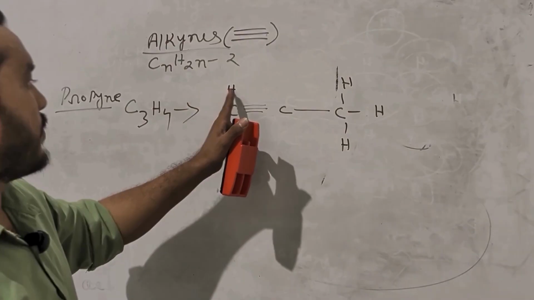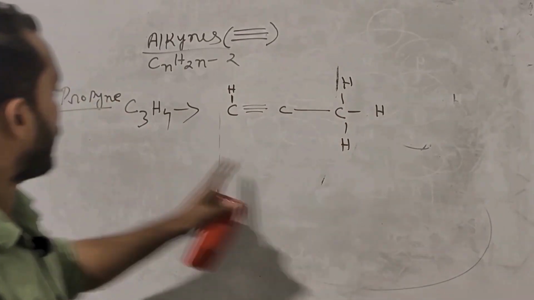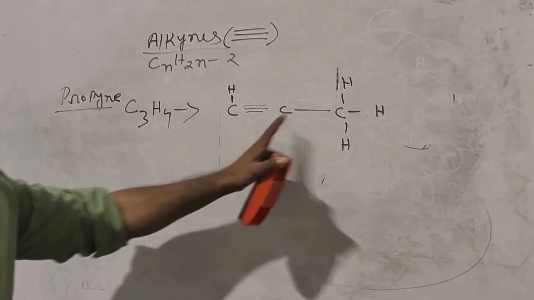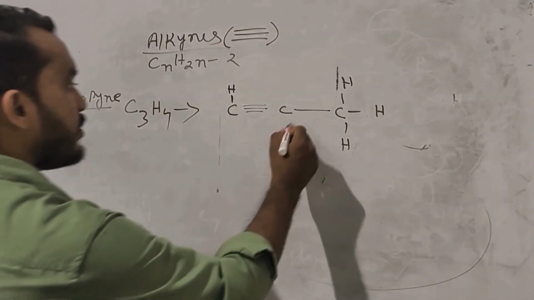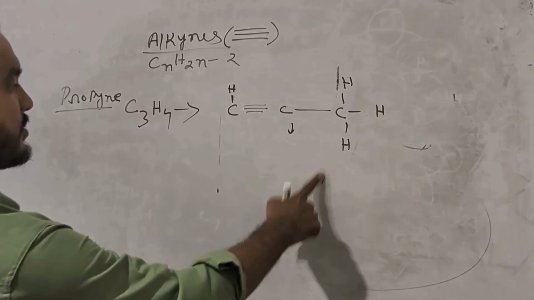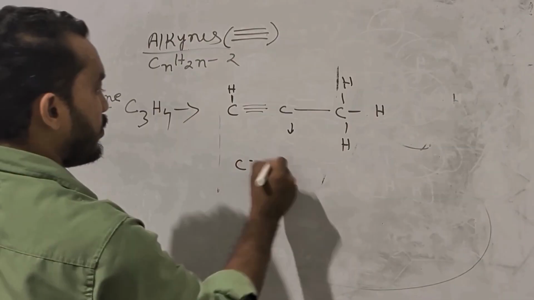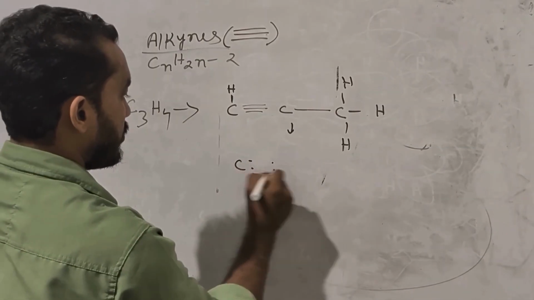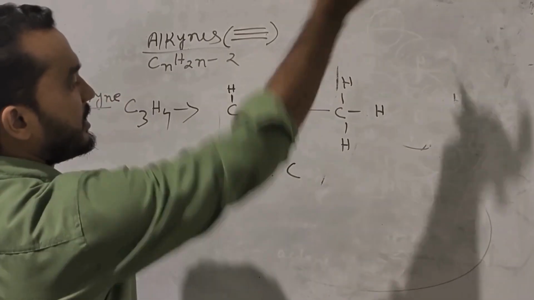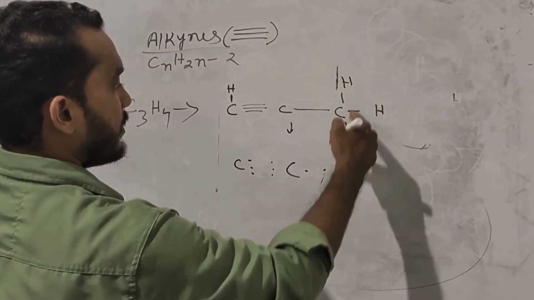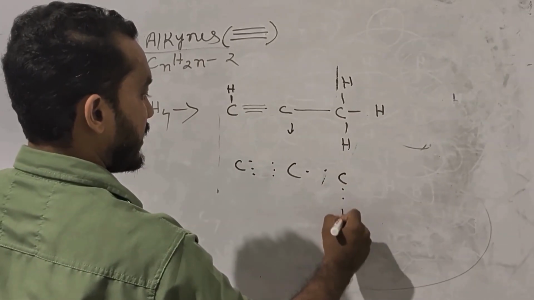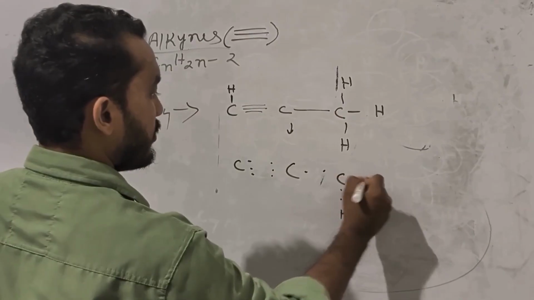Yes. See, 1, 2, 3, 4 hydrogens and 3 carbons, 1, 2, 3. This is the structure of propyne, and you can draw the electronic dot structure easily. So you just remove the bond: 2 electrons for this bond, 2 electrons for this bond, 2 electrons on this carbon bond. So for this bond, 2 electrons, and write the hydrogen for this bond.